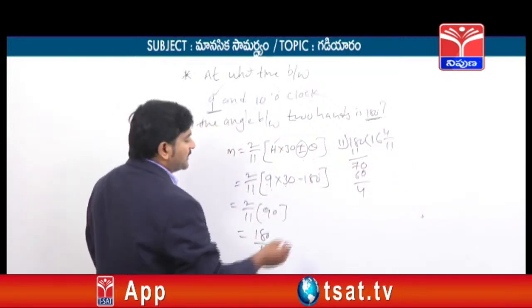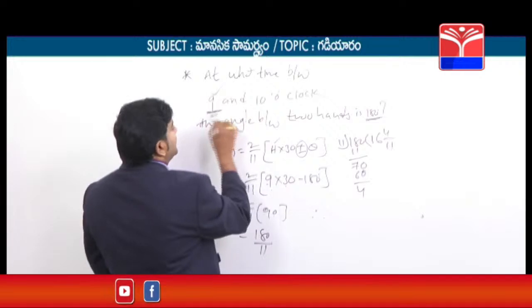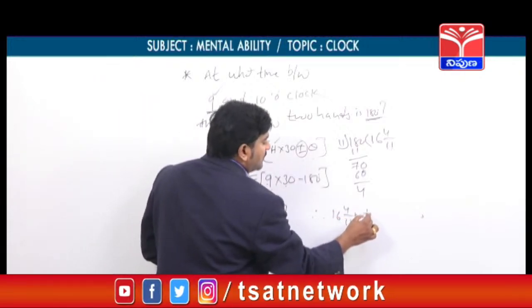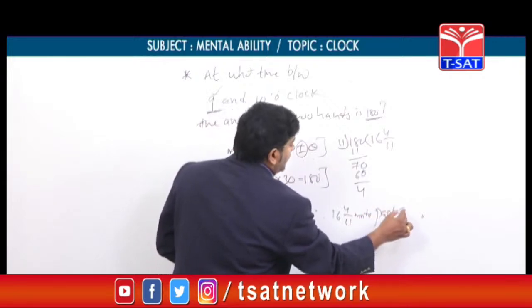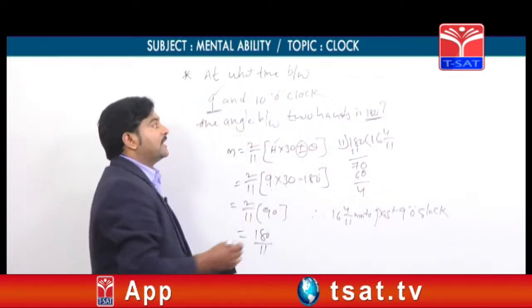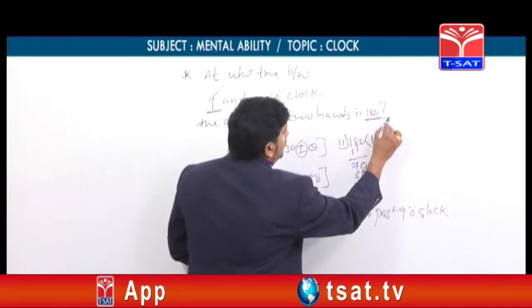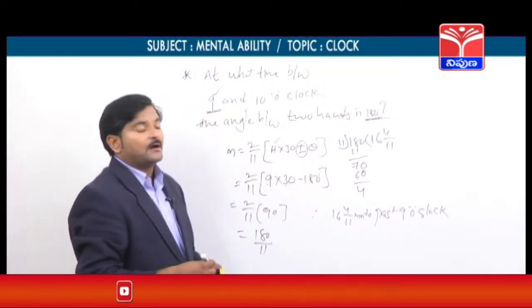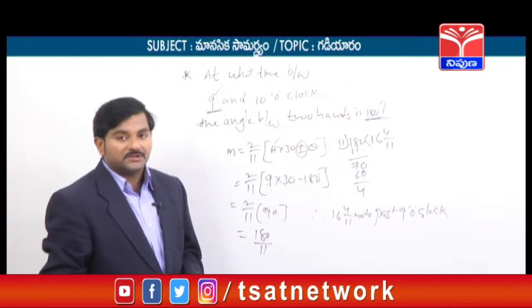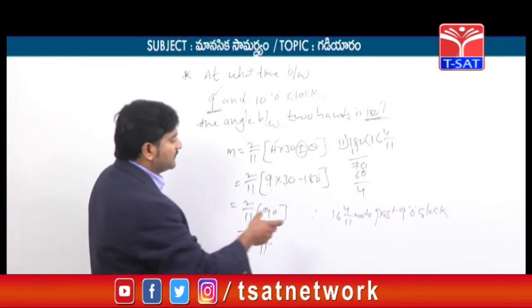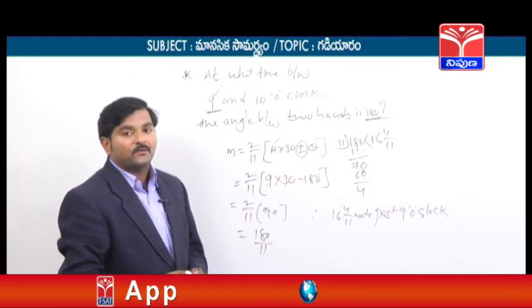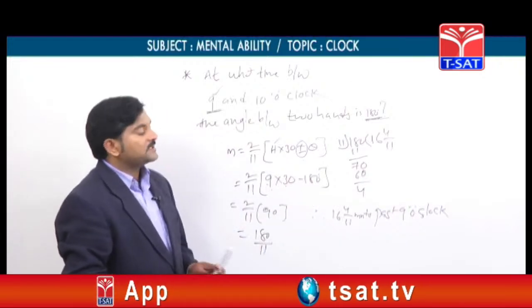So what final answer can we conclude? Since our starting hour is 9 o'clock, it is 16 4 by 11 minutes past 9 o'clock. Exactly at this point of time, the angle between the two hands is 180 degrees. Or, at what time between 9 and 10 o'clock are the two hands in opposite directions? The concept is the same. Again we take theta equal to minus 180 and the final answer is 16 4 by 11 minutes past 9 o'clock.